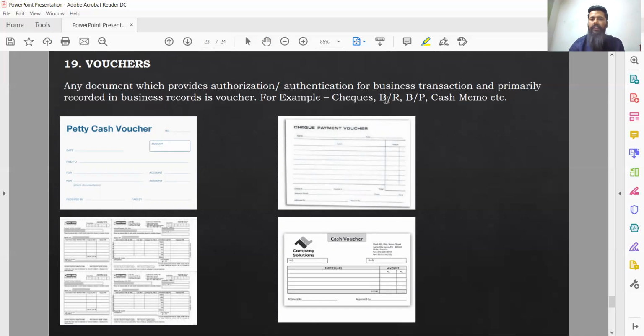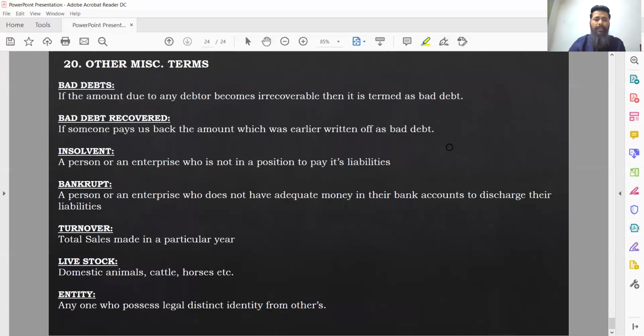For example, a simple check of any bank, bills receivable, which we have just discussed, bills payable, or any cash memo which we get while paying cash at a shop or departmental store are basically examples of vouchers. So this is the last topic of basic accounting terms. Let's quickly go through these terms.